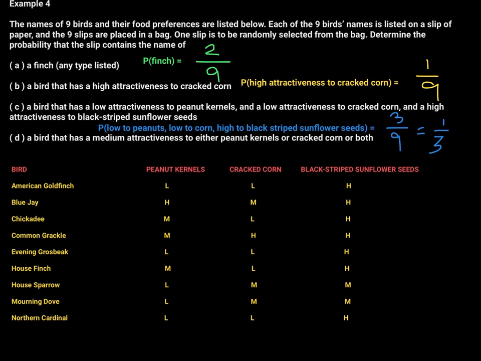Hopefully you agree. So let's do this. All right, so I just put medium to peanuts instead of peanut kernels, or cracked corn, okay? So anyway, we counted 6, right? 6 out of 9 total. Divide by the GCF, which is 3, and so this is 2/3. That's the probability. All right, cool.